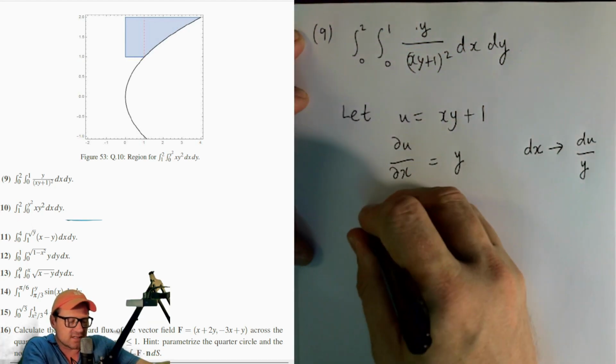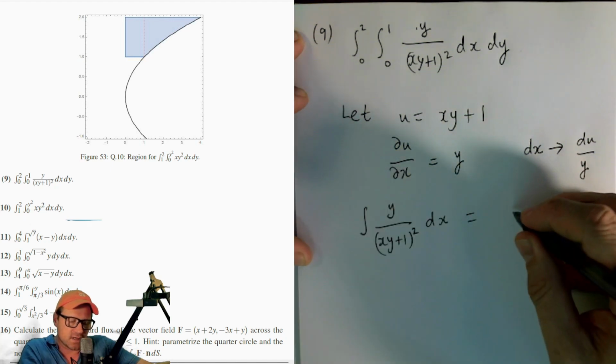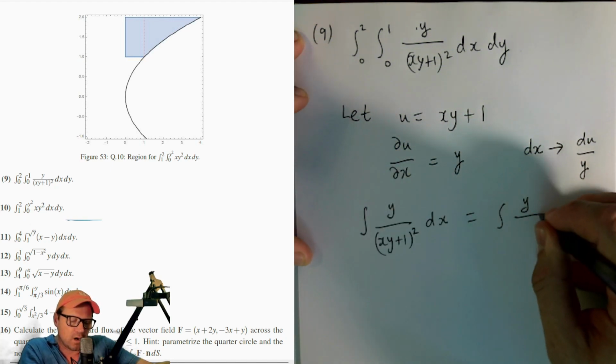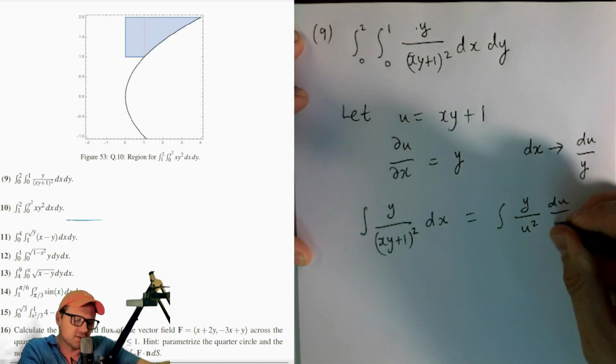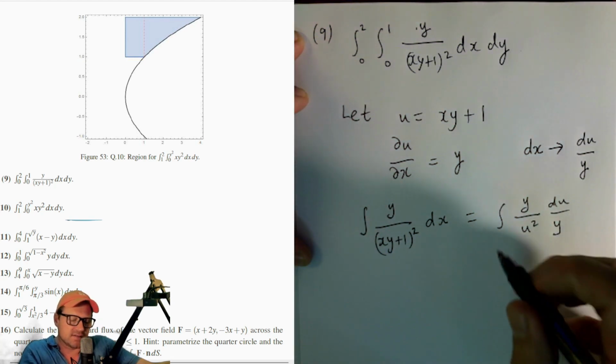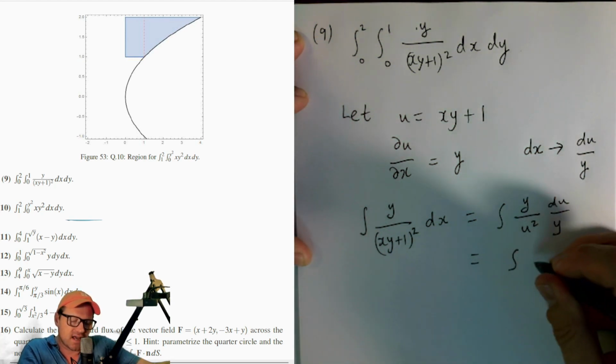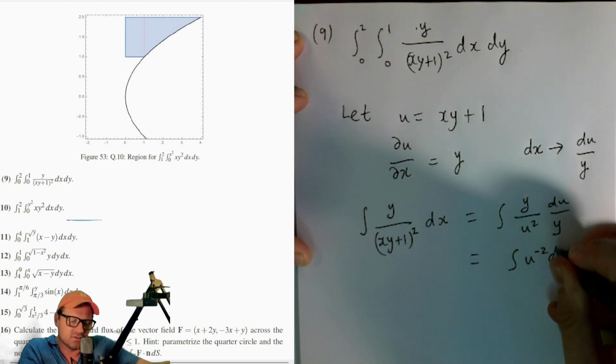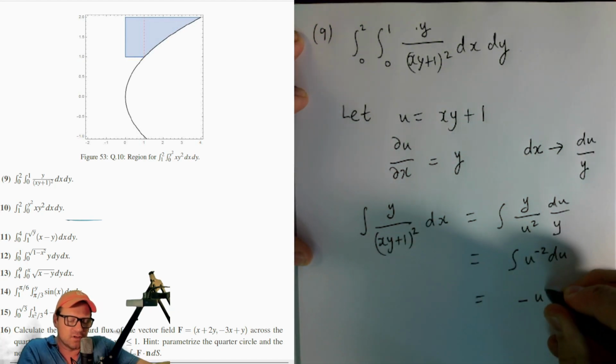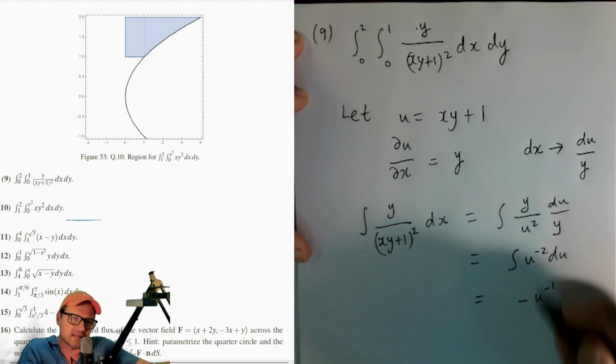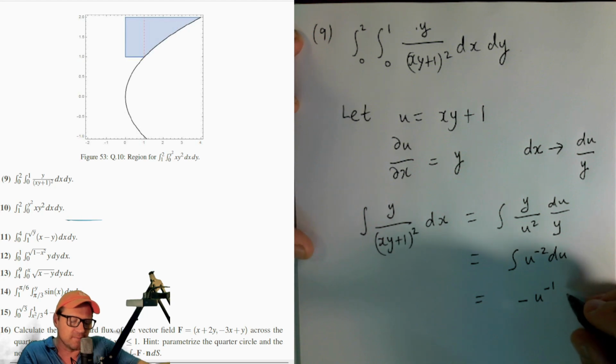Okay, and so this tells us how to calculate the integral. So we have the integral of y over u squared, du over y. So now we can cancel the y, and we just have the integral of u to the minus 2 du, which is minus u to the minus 1. Adding 1 to that exponent and dividing by the new exponent, plus c.